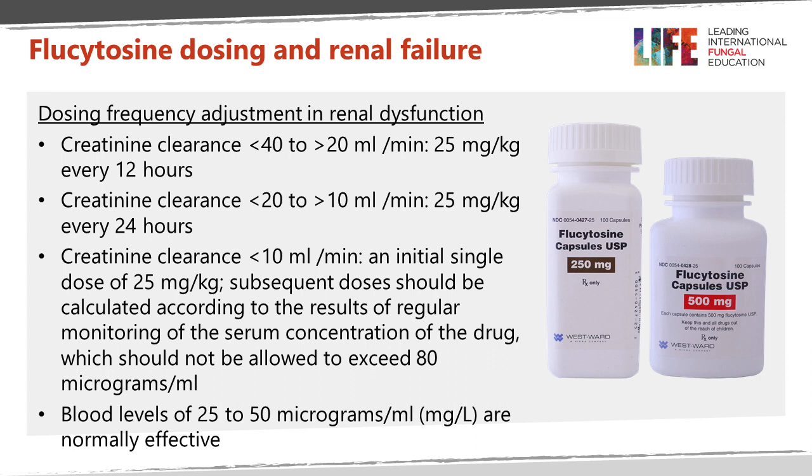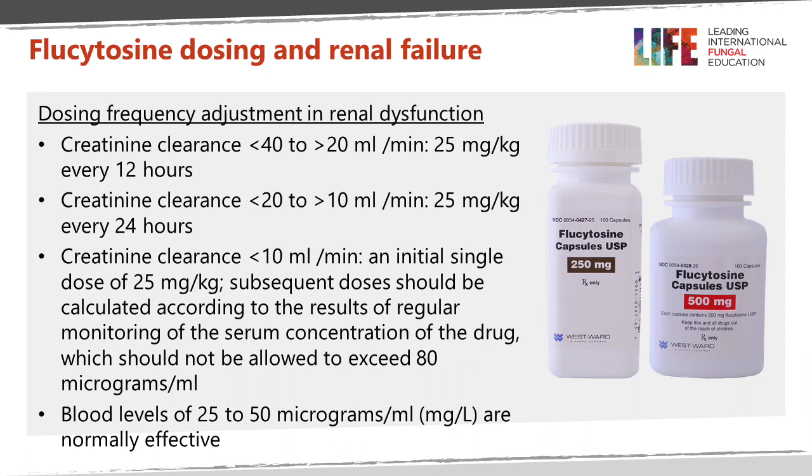The challenge, of course, is when you have renal dysfunction. So if you have a creatinine clearance which is less than 40 but more than 20 mils per minute, then you reduce the dose by half, so you give the same dose but every 12 hours. If you have an even lower clearance, between 10 and 20 mils per minute, then you would give the same dose but every 24 hours.